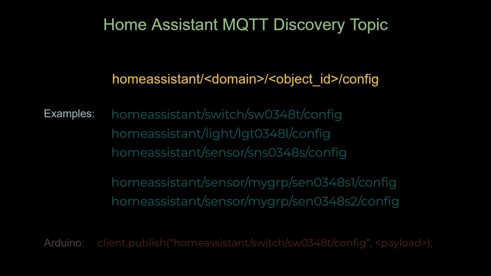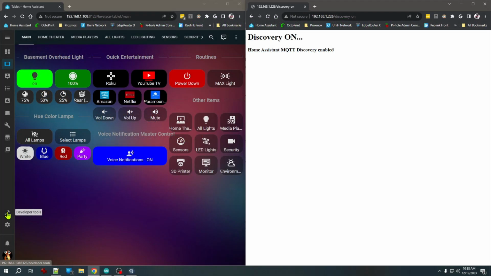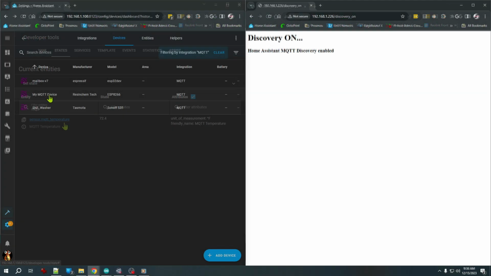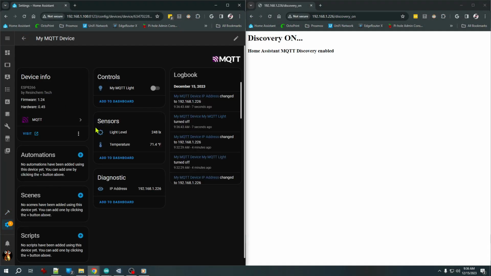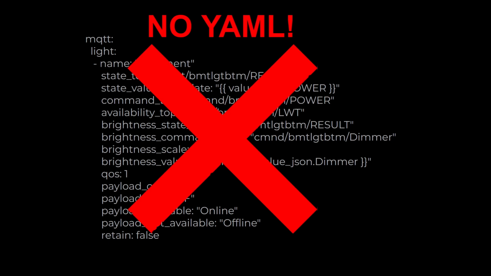I'll show you how to structure and publish these messages using MQTT Discovery to create individual entities or even entire devices with multiple entities in Home Assistant without any manual configuration required on the Home Assistant side. And not a single line of YAML will be needed.